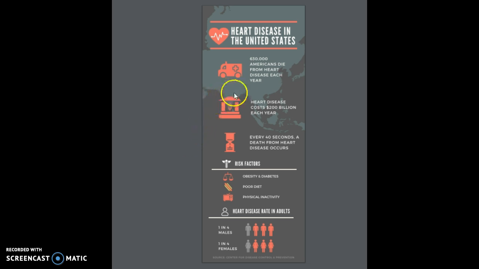For example, I used this symbol to represent money because heart disease costs $200 billion each year for the United States. Additionally, I used female and male symbols to create a better visual when describing heart disease rates in adults. I used anomaly by changing the color of one of the males and females to represent the statistic of 1 in 4.